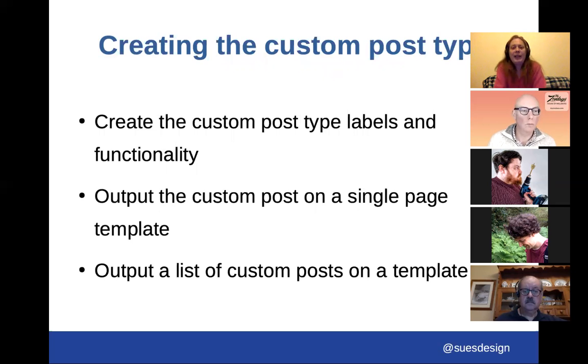The things that you need to do to create a custom post type: you will need to create custom post type labels or functionality for the custom post type. You will then output the custom post type on a single page template if you want, but you don't have to. And you will probably want to output a list of custom post types on its own template. So, for example, if you were doing a list of projects, you would get a list of all the projects on that page.